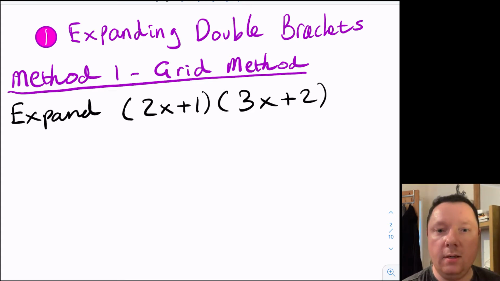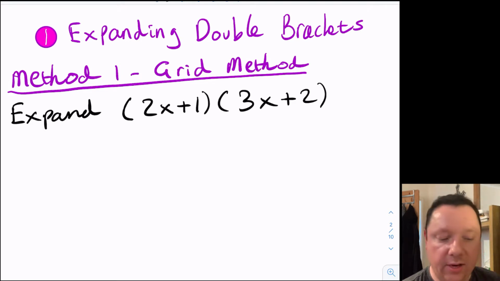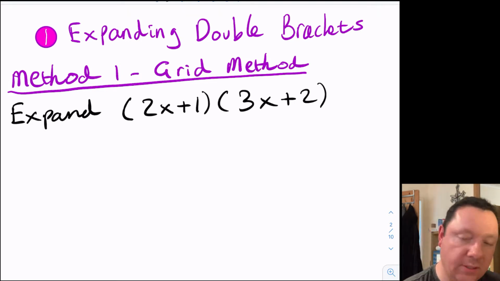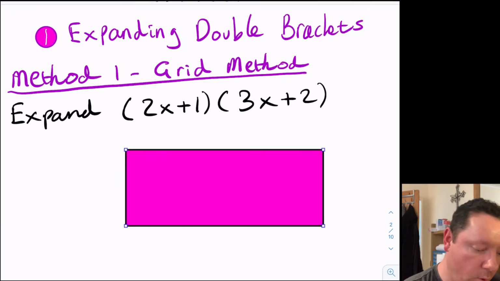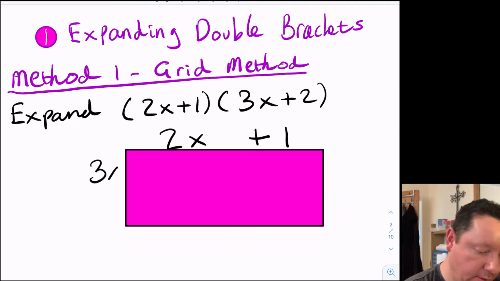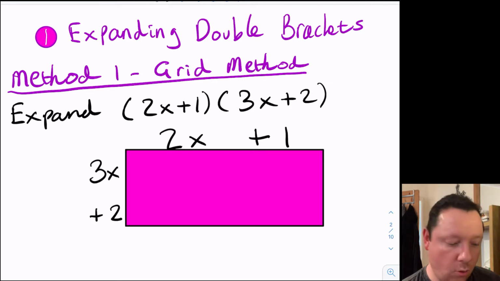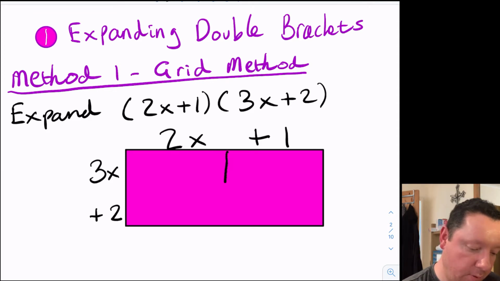And we're going to look at method one, the grid method. So the first example says expand 2x add 1, 3x add 2. And what we can do is we can represent that as a grid. So if I draw a box, then on one side we could have our first thing, which is 2x plus 1. I'll leave a gap. And on the other side we could have 3x and then add 2. And we can think of it as working out the area of this whole box, which would be times on both sides together.